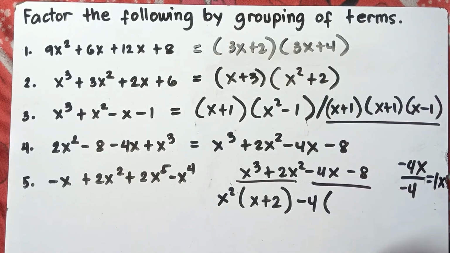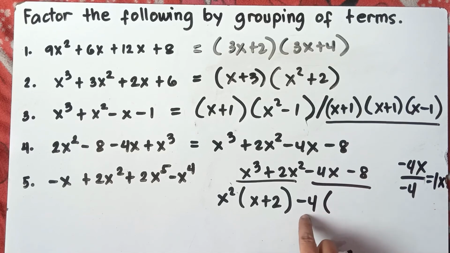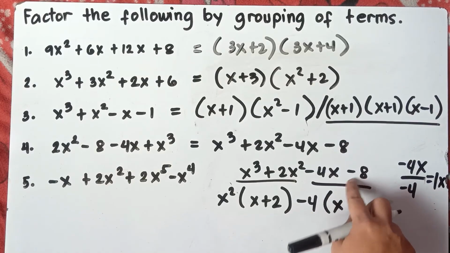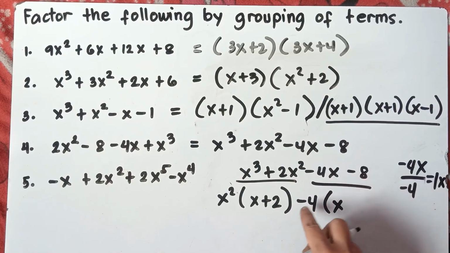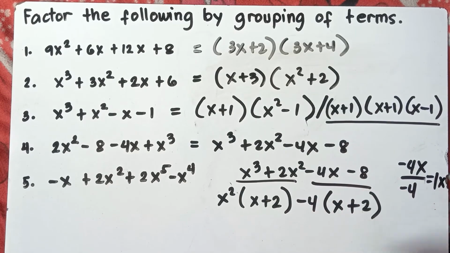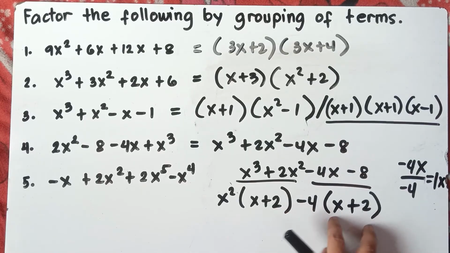Alright, you put parentheses, open parentheses. So negative 4x divided by negative 4 is positive 1. X divided by none, simply copy x. And then you divide negative 8 divided by negative 4. Negative divided by negative is positive. 8 divided by 4 is 2. There you have it, class. You will have the same common factor, so you can make this as 1.